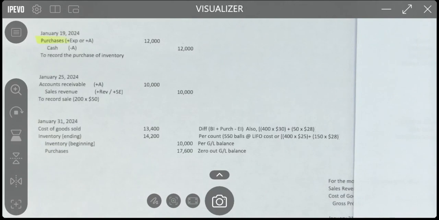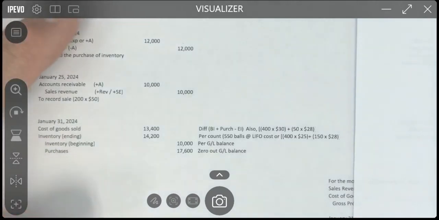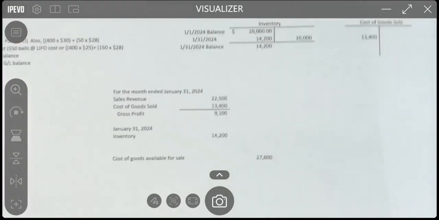And in the last video, we will apply the average cost using periodic. Here's what those financial statements look like.